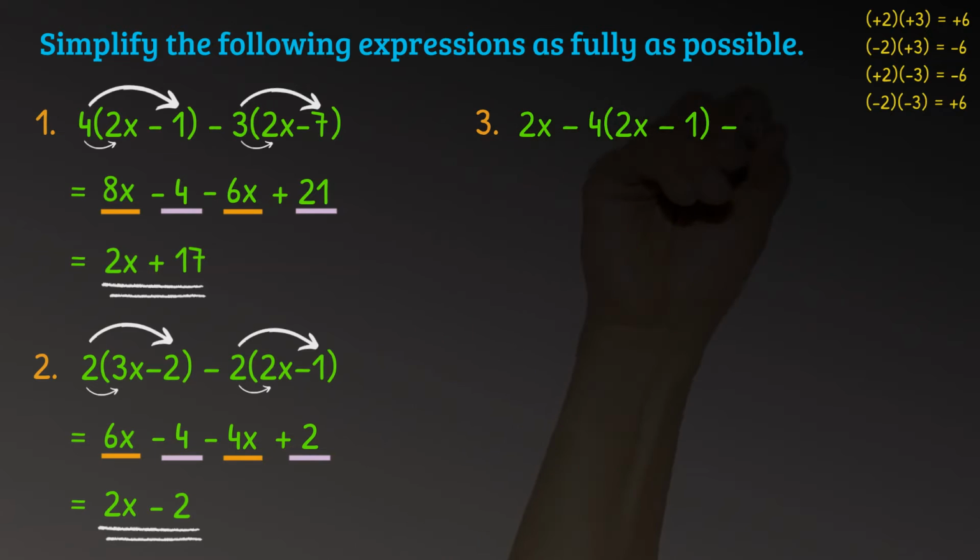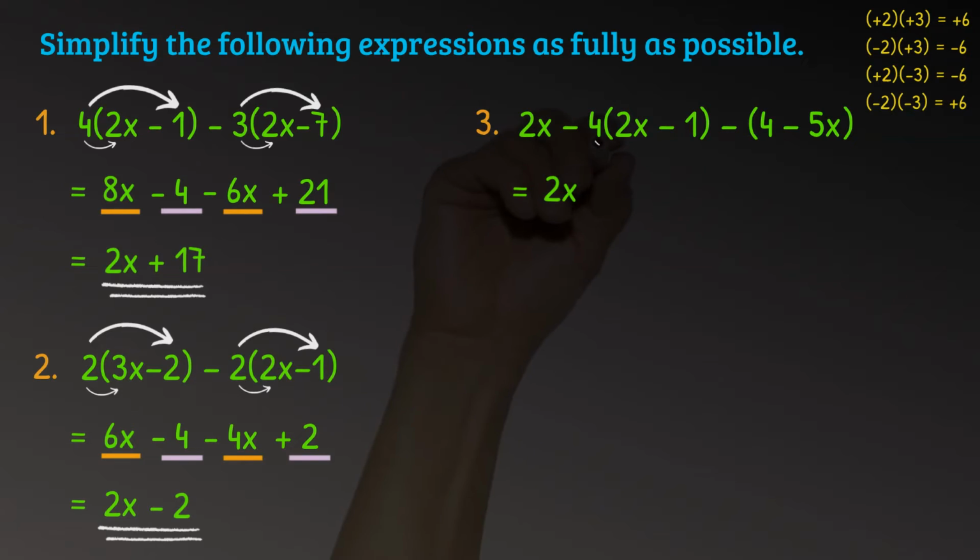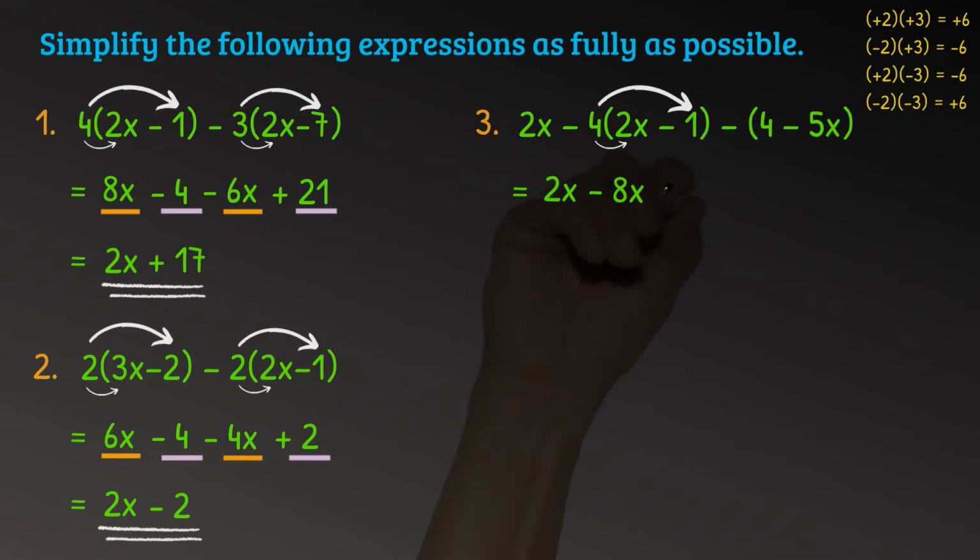Now in the third question, you can see that the first term, 2x, is on its own. We don't need to multiply it by anything, so that just remains the same. Then we have a bracket with a -4 in front of it, so we have to times -4 by both terms in the bracket. So first of all, -4 times by 2x will give us a -8x, and then -4 times by -1 is a +4.